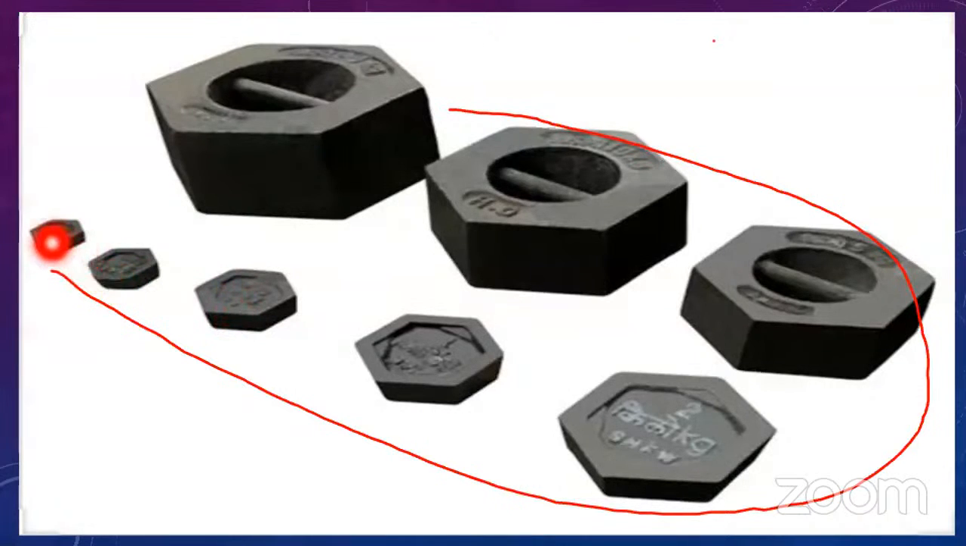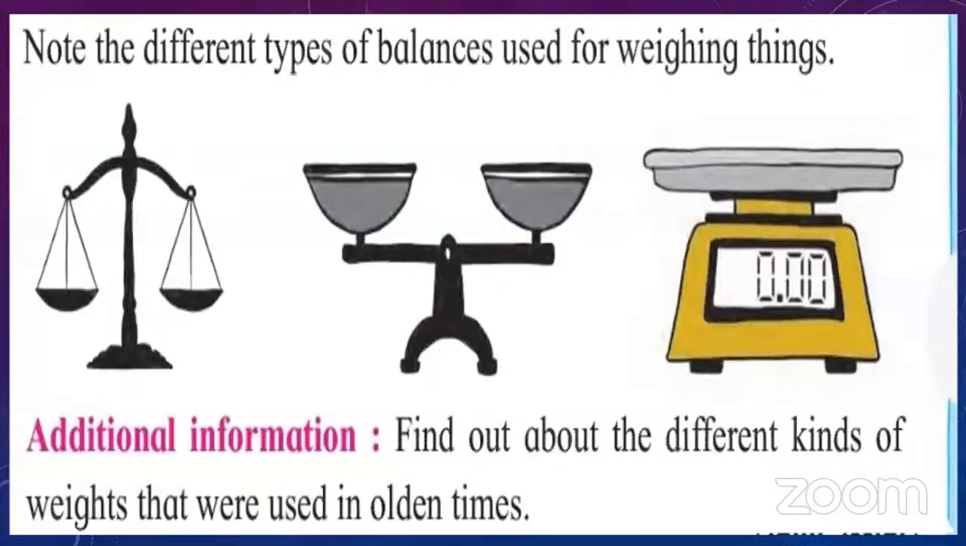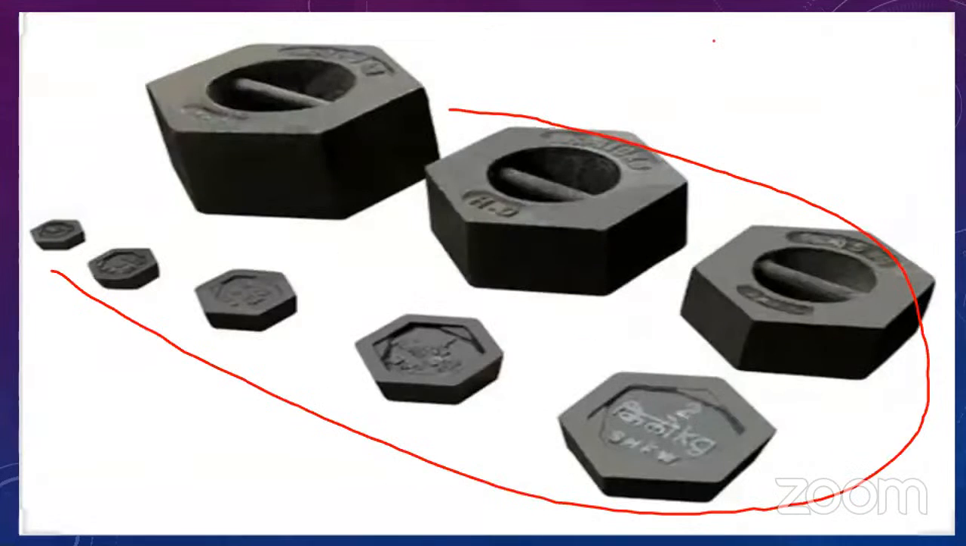Now here you can see 5 kg, it means 5 kilogram weight. Then here 10 kg, it means 10 kilogram. And here 20 kg, it means 20 kilogram. So these are some weights which are used. Look at what is given here. Different kinds of weights were used in olden times. In olden times these were used mostly. Today also they are used, but not in that much percentage. People now use the electronic balance.